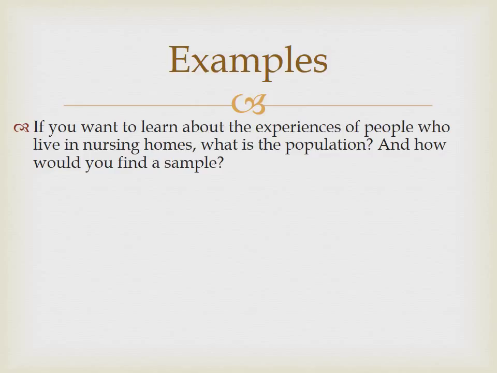I would say technically we're talking about people who live in nursing homes anywhere in the world. We're also making sure that we get both men and women. We're getting people of various ages, various races and ethnicities, various income statuses. And so the population here is very diverse. So how would you find a sample? Wow. Well, there's no one simple way to do that.